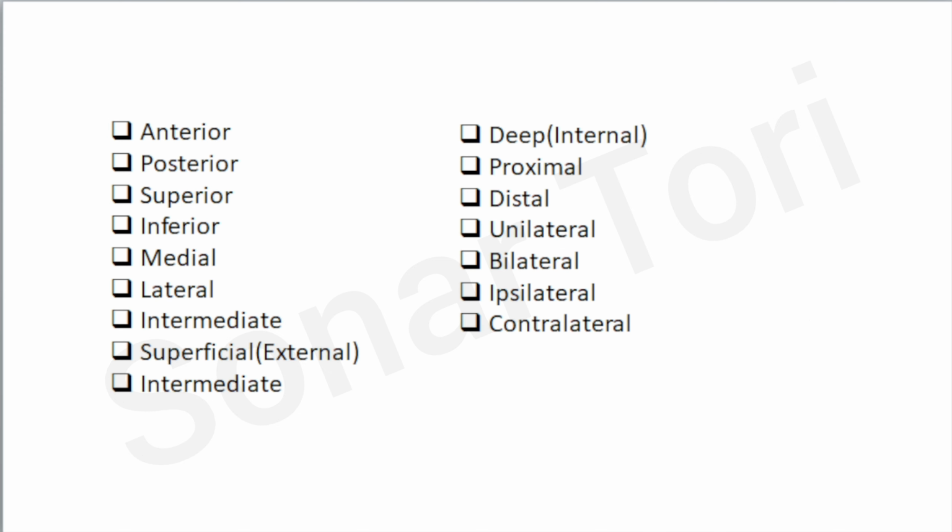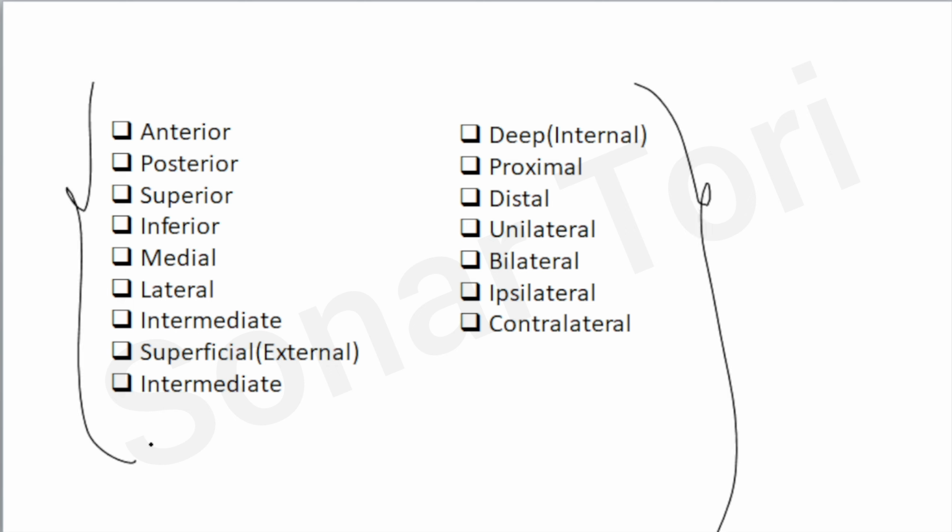So I discussed all of these positions briefly because I discuss all of these points in my other video. So these are all the overall terminology that I discuss in this video.